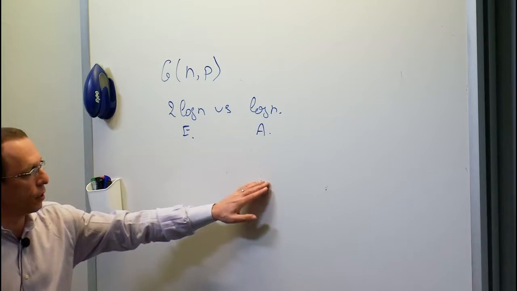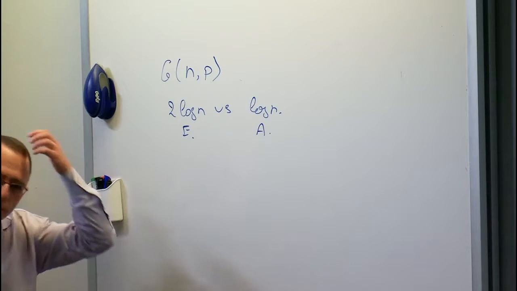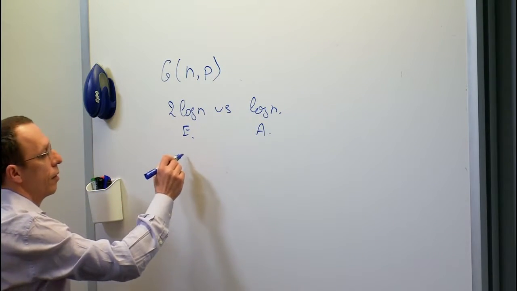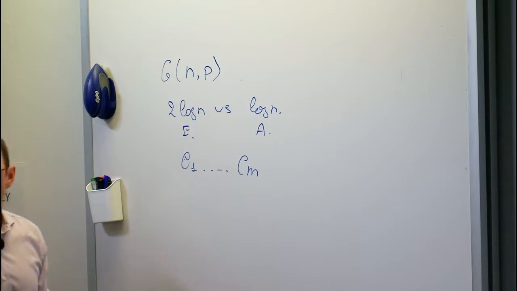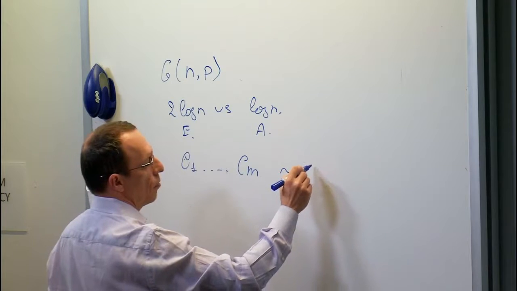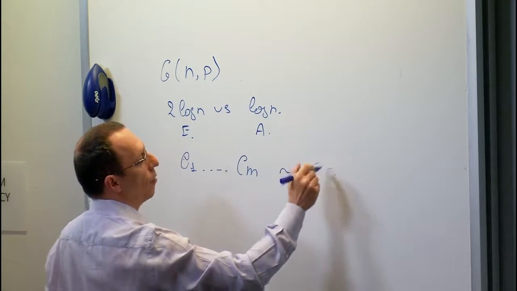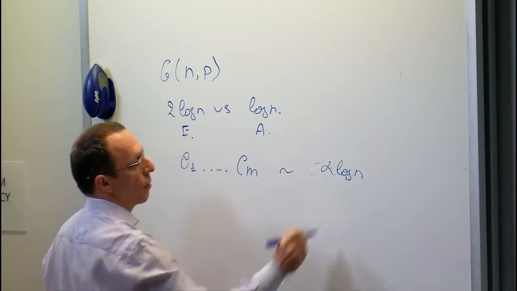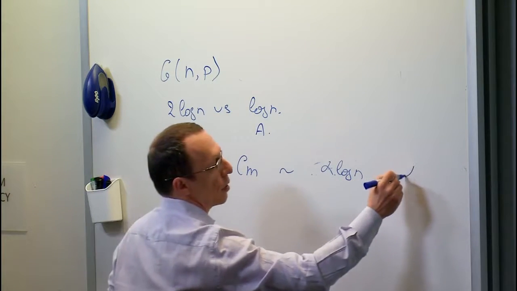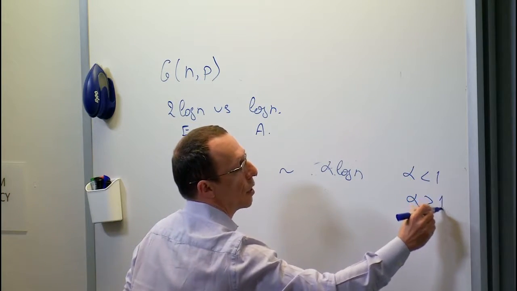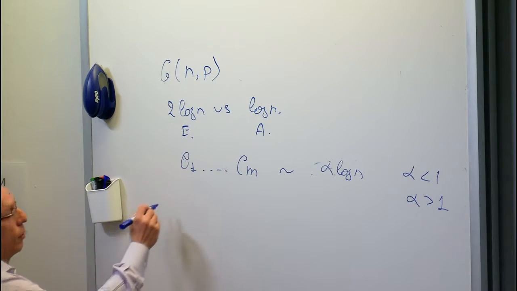So the conjecture is as follows. I'll describe it somewhat loosely, but hopefully that's good enough. Fix m cliques, where m is a certain parameter, of size a little bit above alpha log n. So instead of two matrices, now we have m cliques. And whether alpha is less than 1 or bigger than 1, that's where we want to see some phase transition.